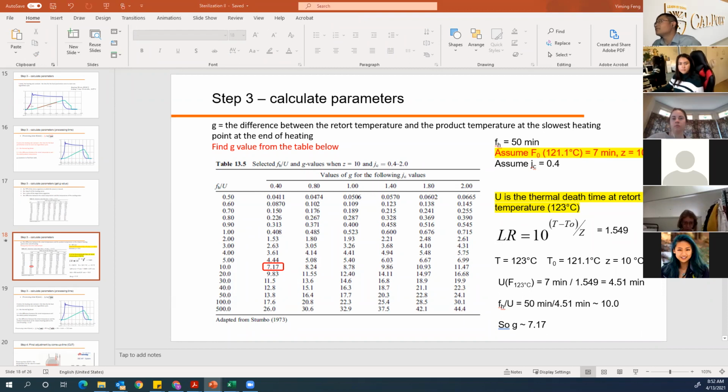Any questions, guys? Can you just go over really quickly how we're able to assume that the JC is 0.4 again? Oh, that's a good question.